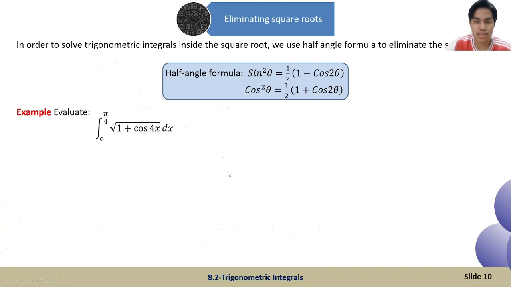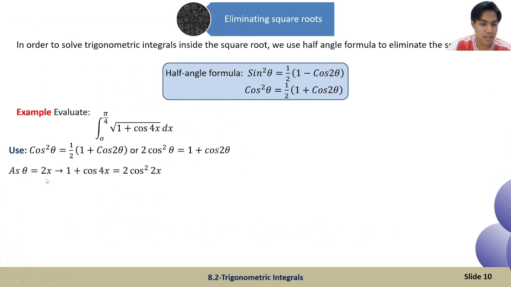Moving on to the next part of the trigonometric integral, eliminating square roots. In order to solve trigonometric integrals inside the square root, we use the half angle formula to eliminate the square root. And here are the half angle formulas. Let's do an example. We see that there's a function within a square root, and we cannot integrate that. Therefore, we use the half angle formula to transform it.